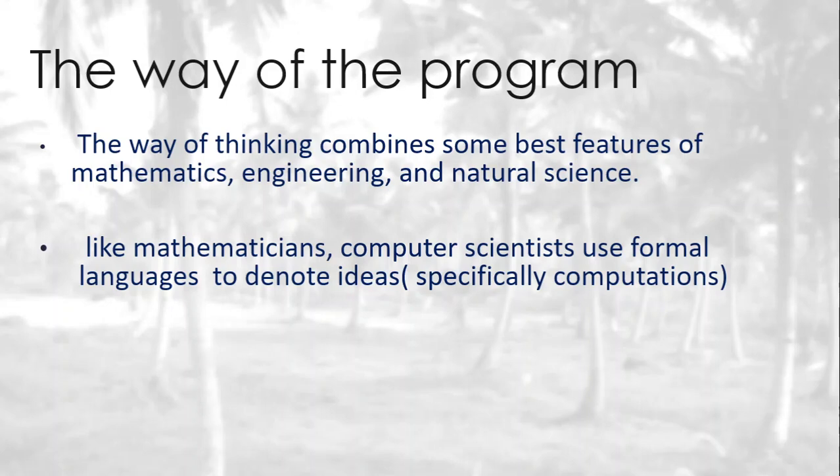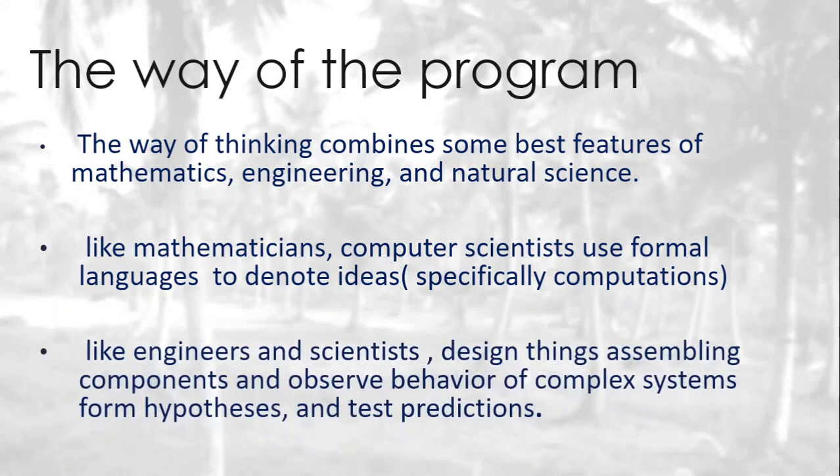Like mathematicians, computer scientists use formal languages to denote ideas, specifically computations. Like engineers and scientists, they design things, assemble components, observe the behavior of complex systems, form hypotheses, and test predictions. As it turns out, the process of learning to program is an excellent opportunity to practice problem-solving skills. That's why this chapter is called The Way of the Program.